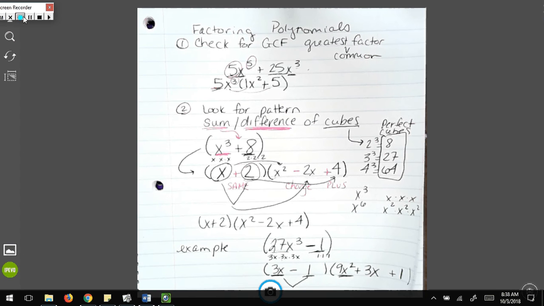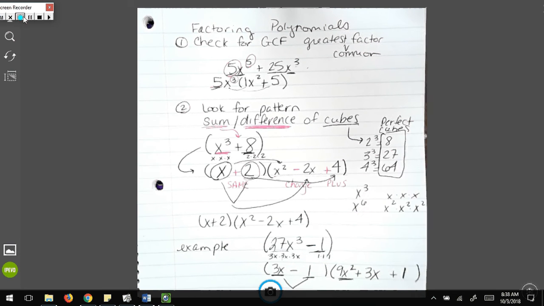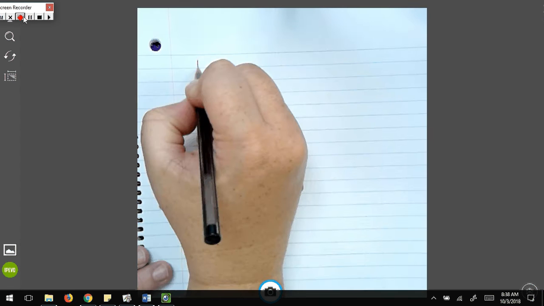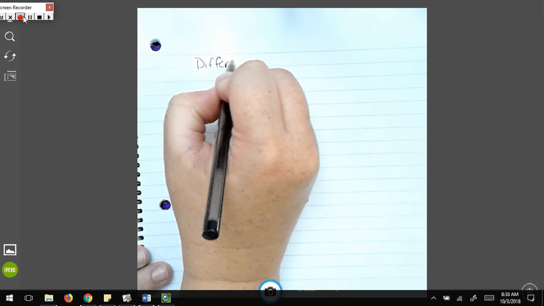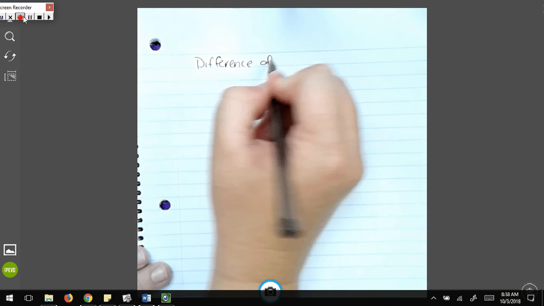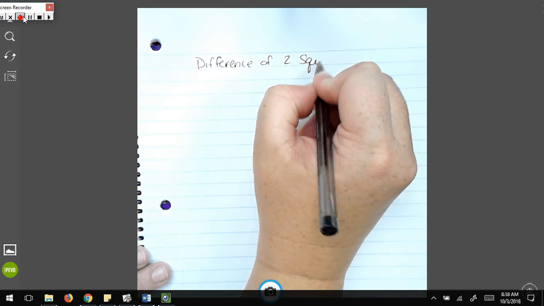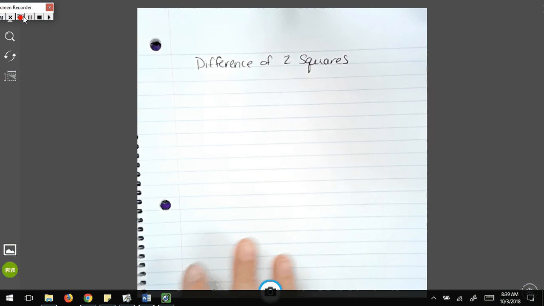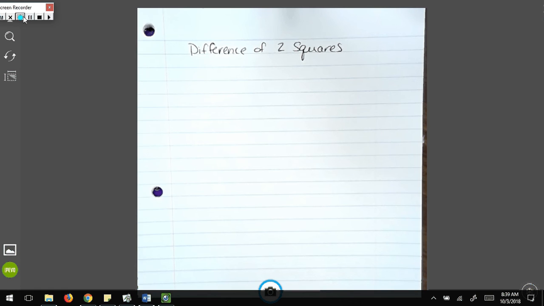Now, I told you to look for a special pattern. One of those patterns was sum and difference of two cubes. Another pattern is going to be a difference of two squares. Okay? Now remember, with cubes, it could be sum or difference. With squares, it can only be difference. Okay, so we're only looking for a minus sign.